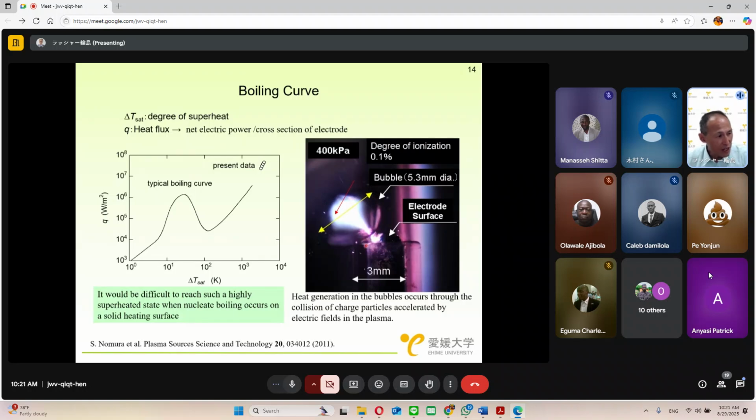So plasma is generated inside the liquid, in a bubble. And here is 1000 Kelvin. However, this is the electrode, and this is the bubble and liquid interface. This is in contact with the liquid, so it is always cooled. So the plasma continues even at very high temperature.